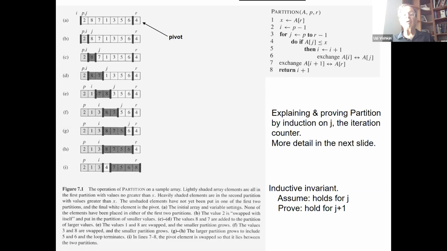Now, what will be the worst case? The worst case is where we keep picking, say, the largest element for pivot, and then in the first round we'll do n, second n minus 1, then n minus 2 comparisons, and so on. So it will be n squared. So what we see is that what really matters is the comparisons that are happening with the pivot.